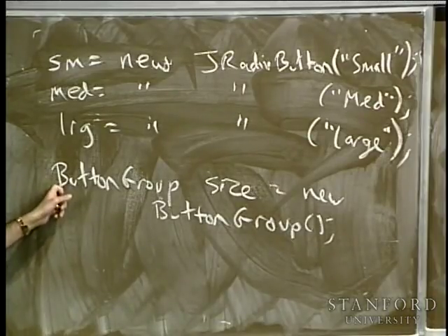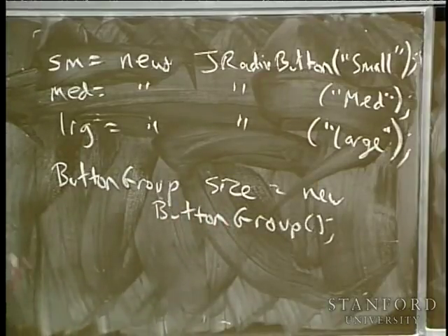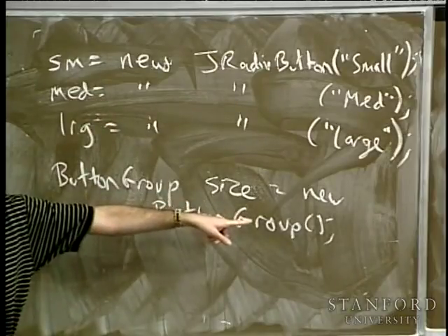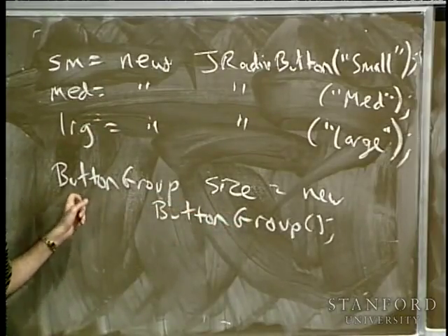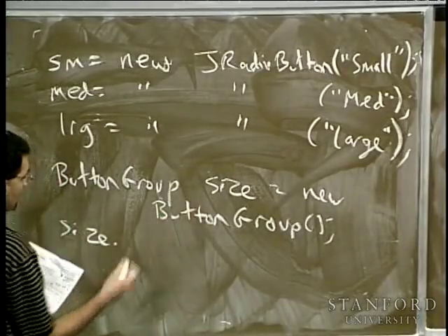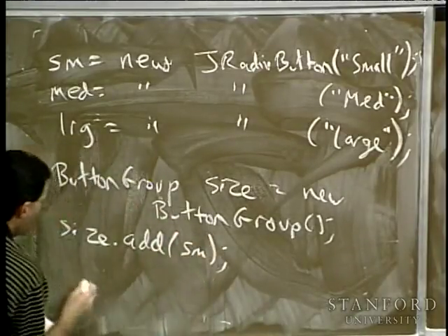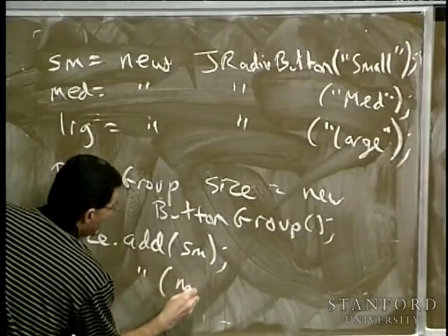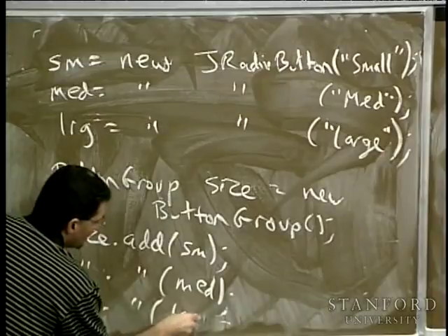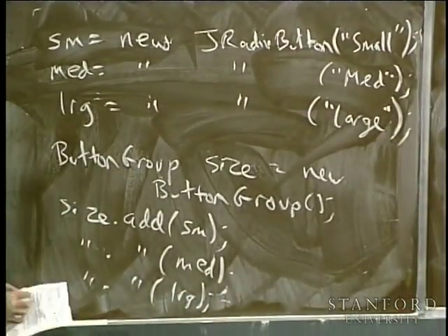So this button group oftentimes is actually a local variable. It's not an instance variable, because I don't need to keep track of it after I create the original button group. I need to keep track of the buttons, so medium and large would also be instance variables just like small, but I don't need to keep track of the group. So how do I put all these guys in the group? I say the name of the group, size dot add, and I add all the buttons to it. I would add small, then size dot add medium, and size dot add large. And that says, hey, now your group has these 3 buttons in it.